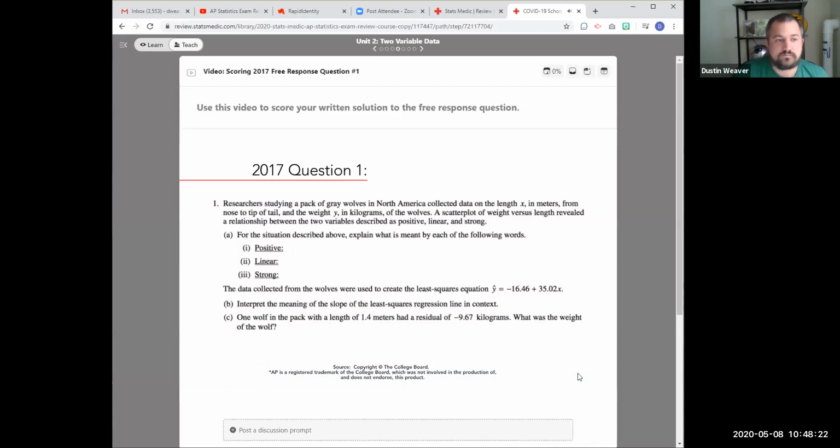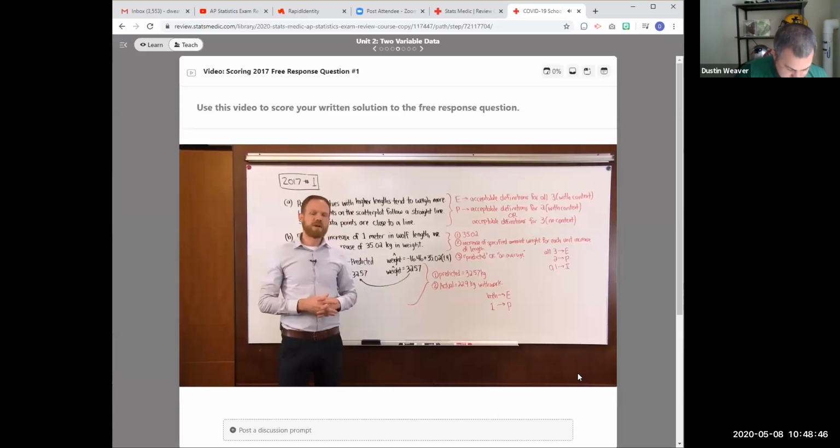The data collected from the wolves were used to create the least squares equation, y hat equals negative 16.46 plus 35.02x. Part B, interpret the meaning of the slope of the least squares regression line in context. Part C, one wolf in the pack with a length of 1.4 meters had a residual of negative 9.67 kilograms. What was the weight of the wolf? So I'm going to take you first through a model solution, and then after we look at the model solution, we'll take a look at the rubric and what was required in order to get full credit.